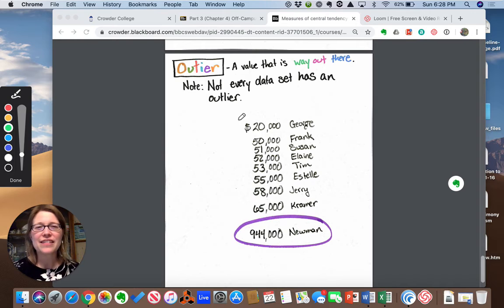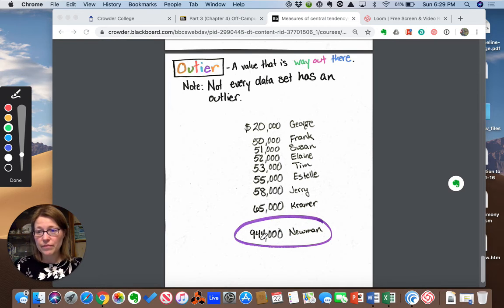An outlier is a value that is way out there. It's something that is not with the rest of the clump. This example is a good example of something with an outlier. We've got all of this data that is all relatively close to each other. And then this one is just, whoa, super big, super duper big. Something that's unusually big or unusually small is an outlier.